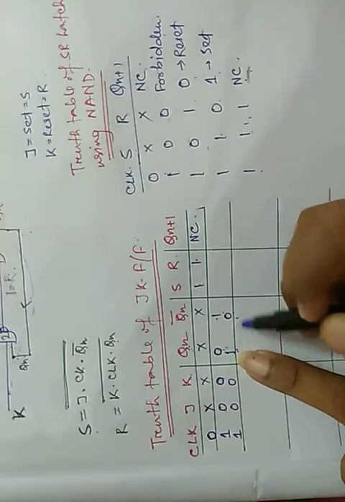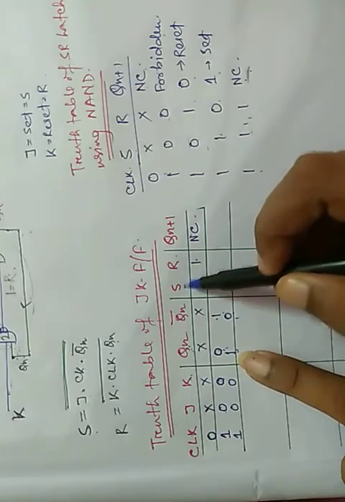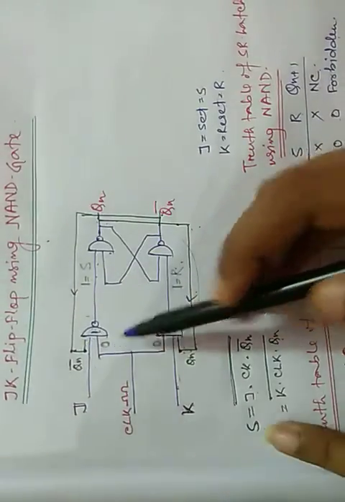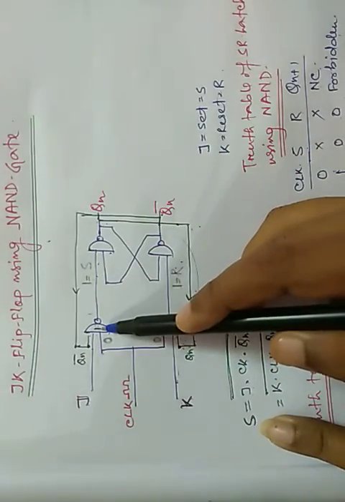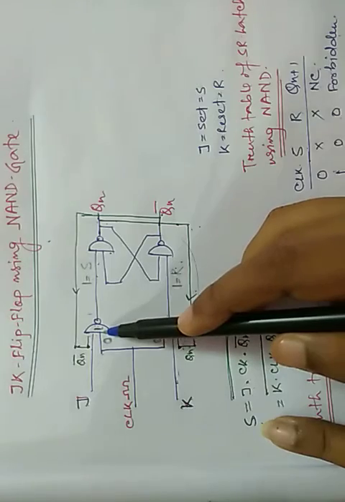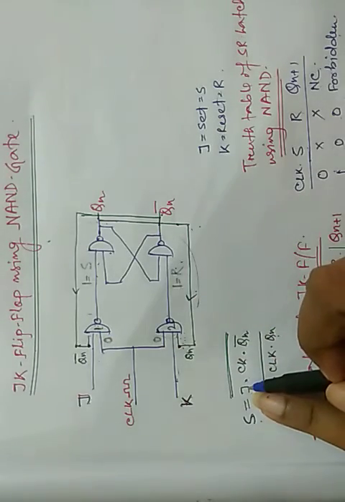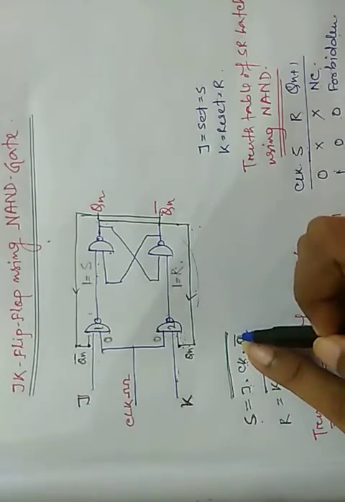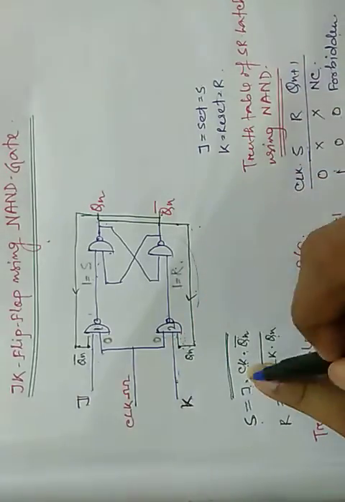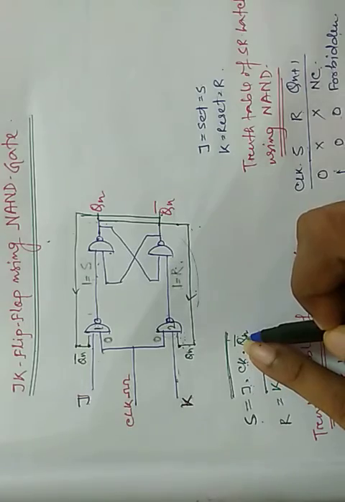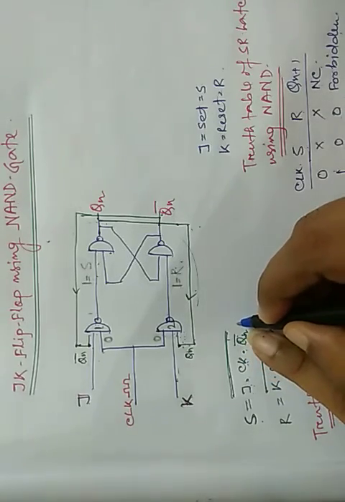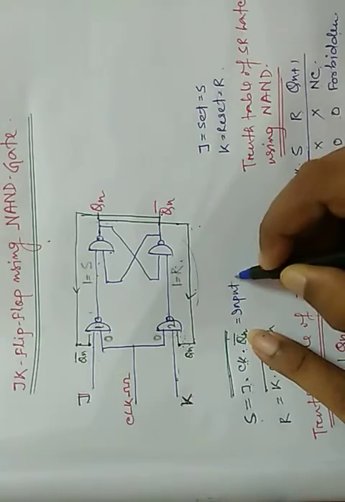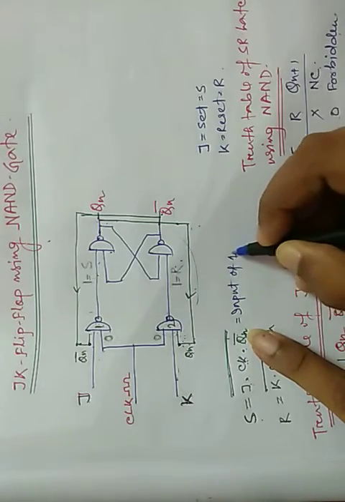Okay. Now we have to find out the values of S and R, because these 3 are the inputs of gate 1. What are the gate 1 inputs? These are the gate 1 inputs: J dot clock dot Qn bar. Okay. The NAND operation of these 3 goes as an input of the first gate.